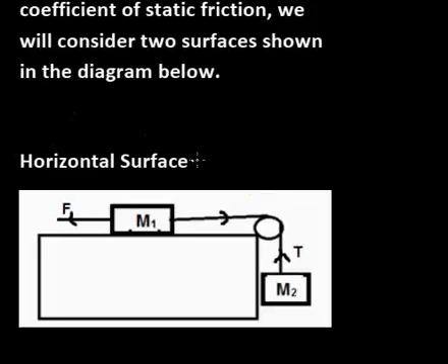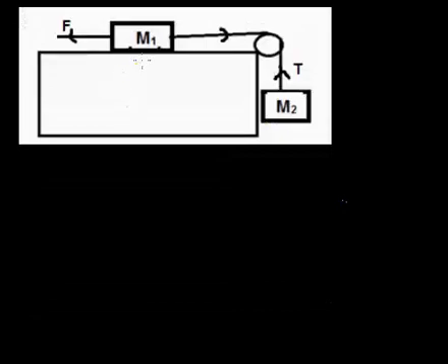The first surface we're going to consider is a horizontal surface, and you can see in this diagram that this surface is horizontal. As you can see, you have mass m1 placed on the surface. Then it is connected with a rope to another mass m2. Now the whole idea is this: if mass m2 is heavy enough, it will be able to pull on mass m1 to cause it to move. So mass m2 is what pulls on mass m1 to move.